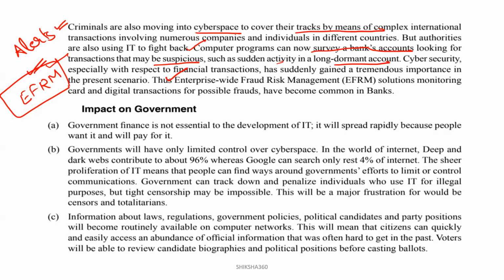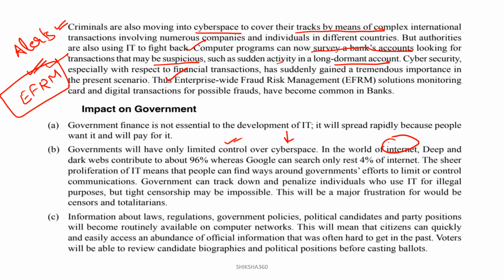So what is the impact of IT on the government? Clear? Government finance is not essential to the development of information technology. It will spread rapidly because people want it and will pay for it. Government will have only limited control over cyberspace. In the world of the internet, the deep and dark webs contribute about 96%, whereas Google can search only 4% of the internet.